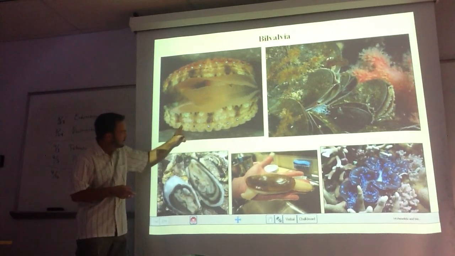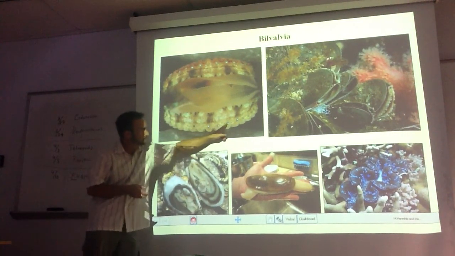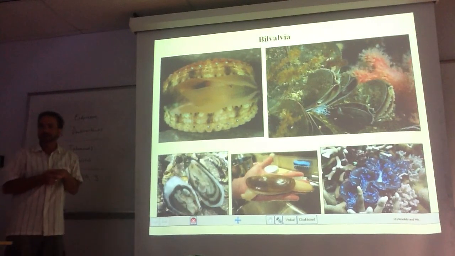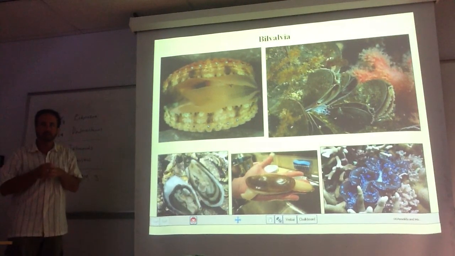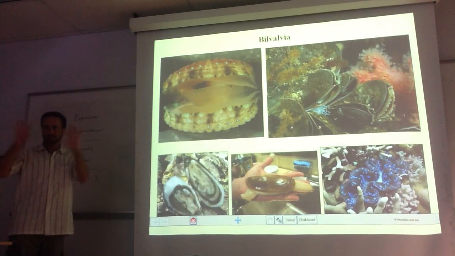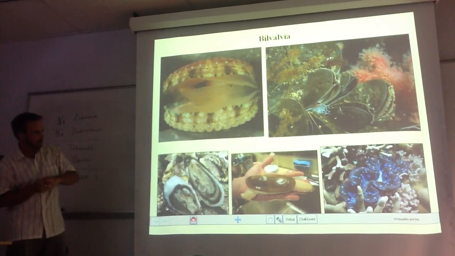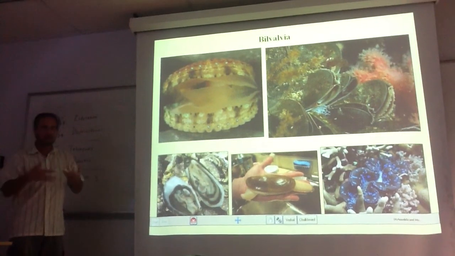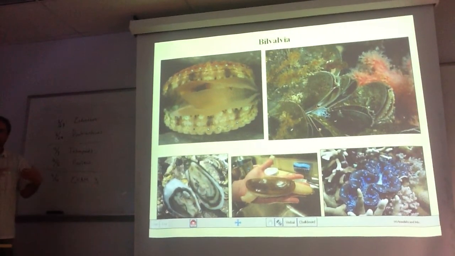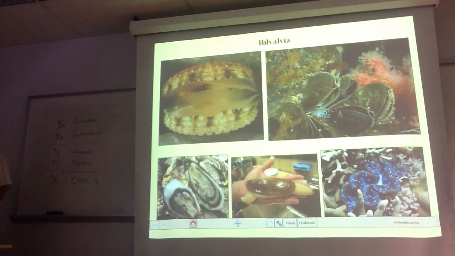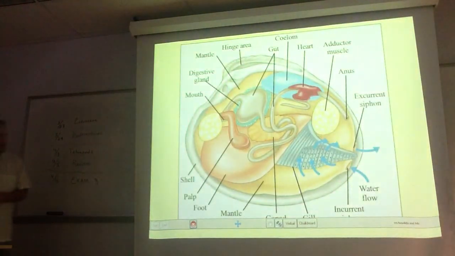How about these little dots here? Any idea what those are on the scallop? They're eyes, yeah. They're little light-sensing organs. They're not real sophisticated eyes, right? But they can sense light, right? So they do have little eyes. Remember, no head, no radula. They've lost those because of the highly specialized life that they live.